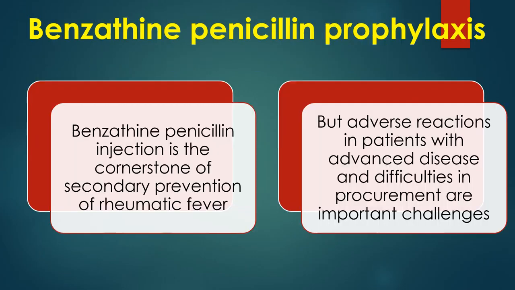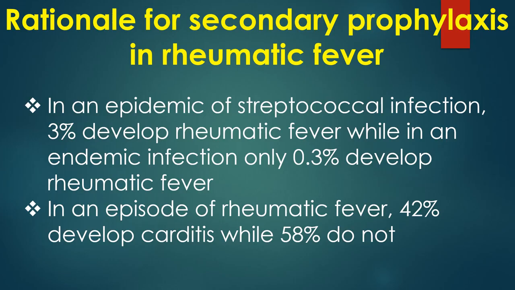Benzathine penicillin injection is the cornerstone of secondary prevention of rheumatic fever, but adverse reactions in patients with advanced disease and difficulties in procurement are important challenges. Rationale for secondary prophylaxis in rheumatic fever.